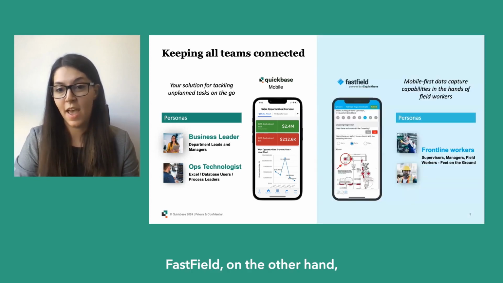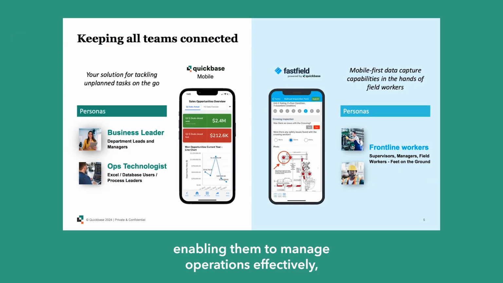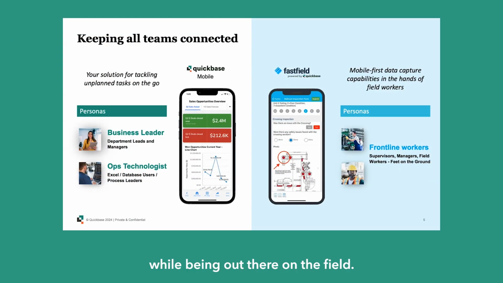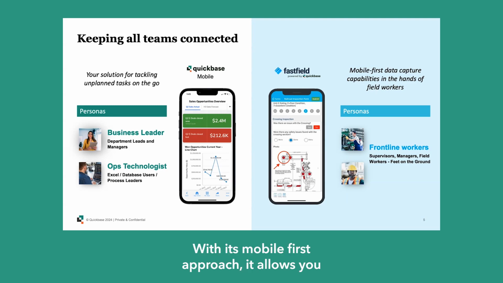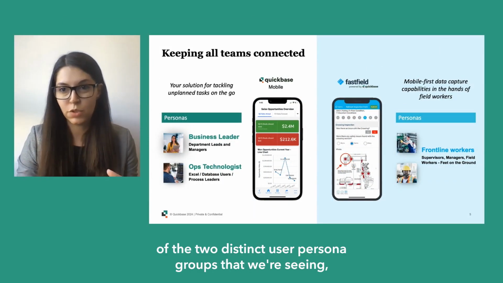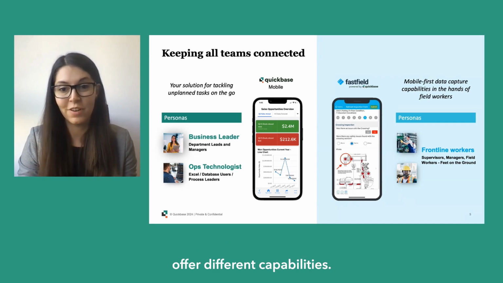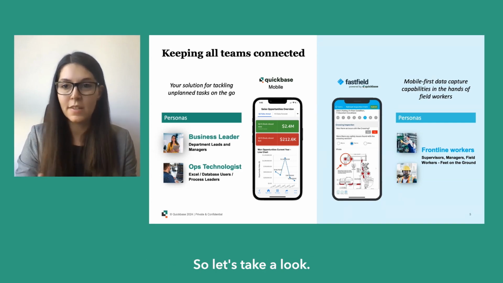FastField, on the other hand, puts power directly into the hands of field workers, enabling them to manage operations effectively while being out there on the field. With its mobile-first approach, it allows you to build custom mobile forms, thus streamlining your data collection from the field to the back office. And to support the needs of the two distinct user persona groups that we are seeing, the two mobile solutions, of course, offer different capabilities. So let's take a look.